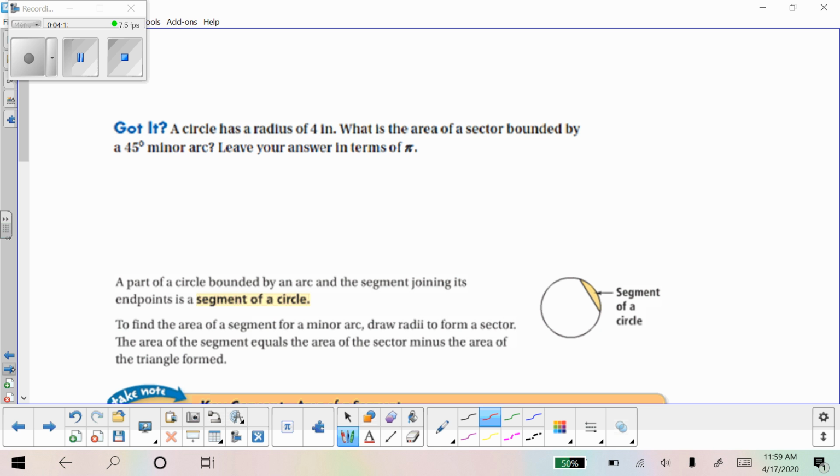Go ahead, you try it with this one. See if you get it right. If you did all that right, you got 2 pi.